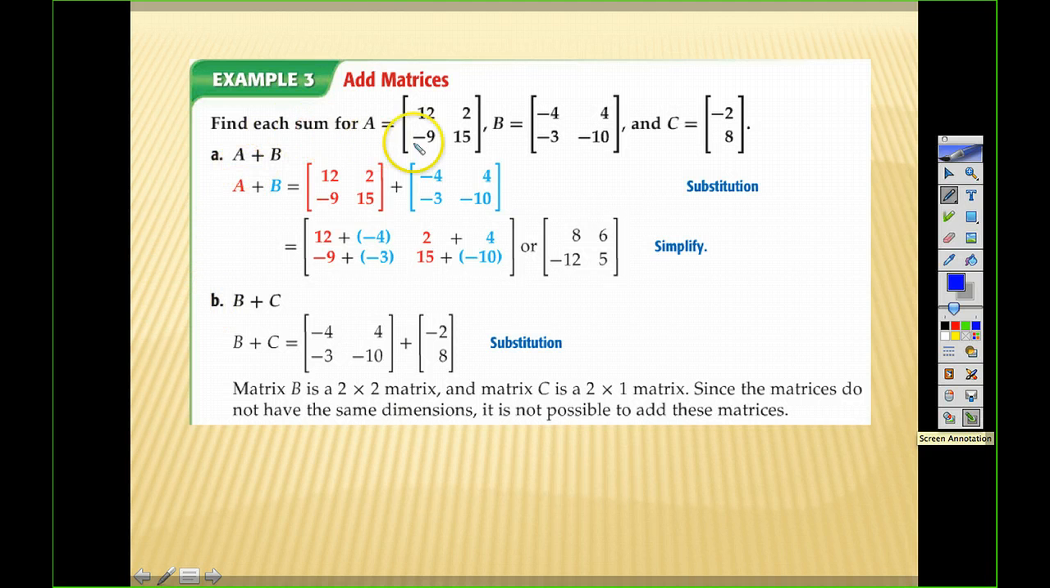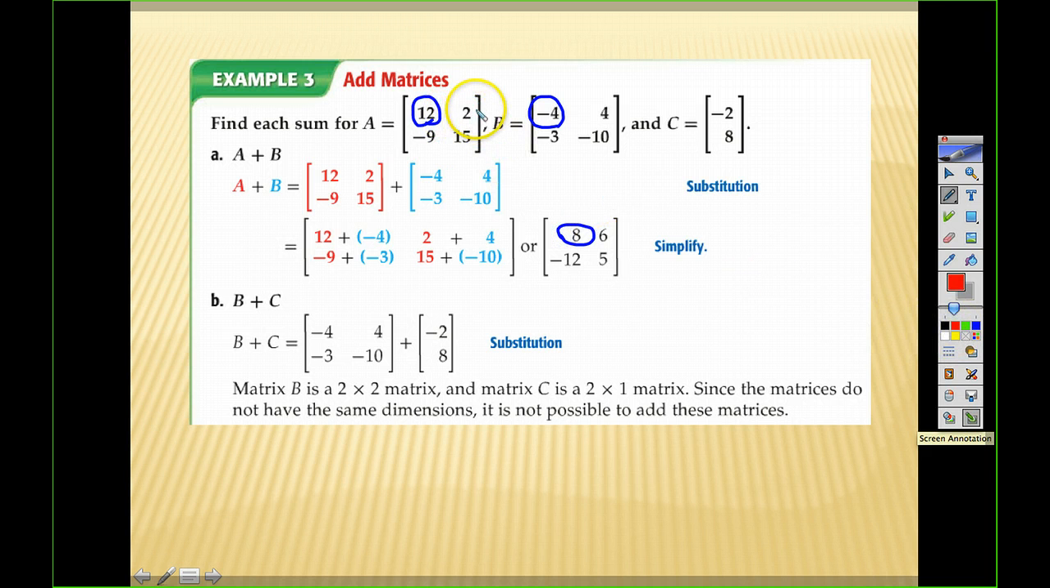All right, so we're adding the matrix A with B. That means if you have the first row, first column, you're going to add it with the same first row, first column. So if it says A plus B, we're going to add. So 12 plus negative 4 goes in the first column, which is 8.